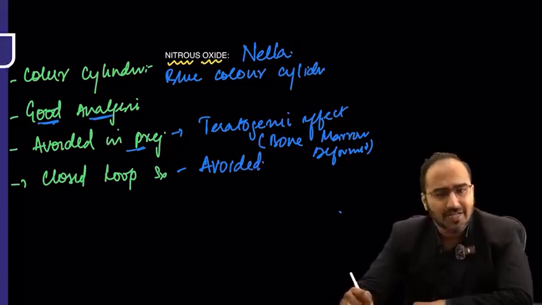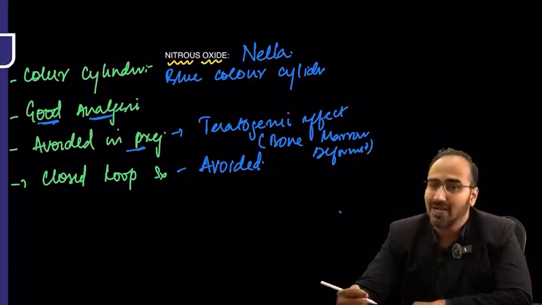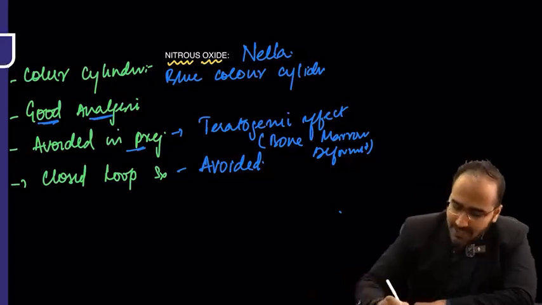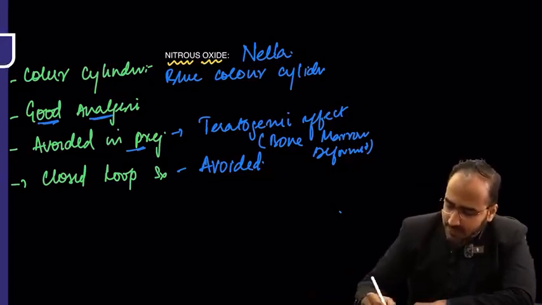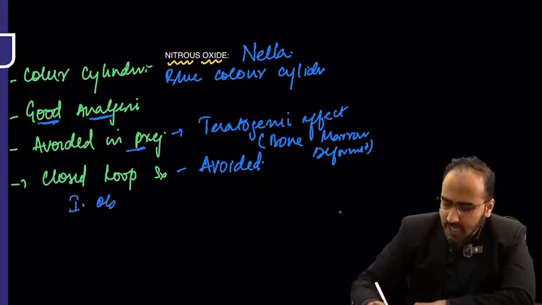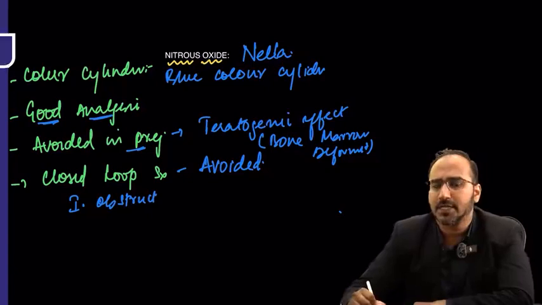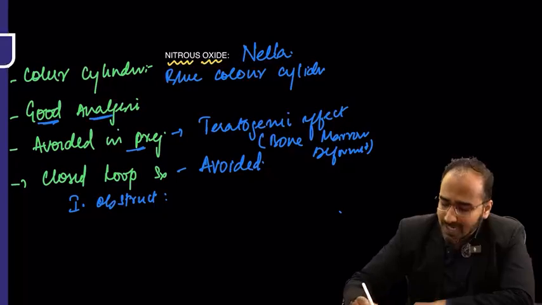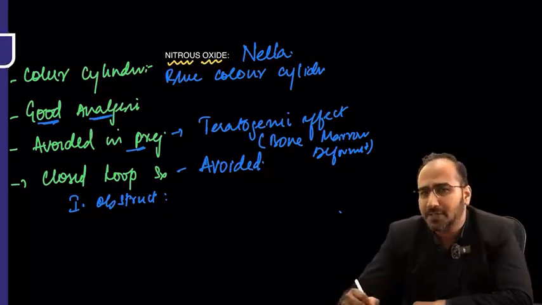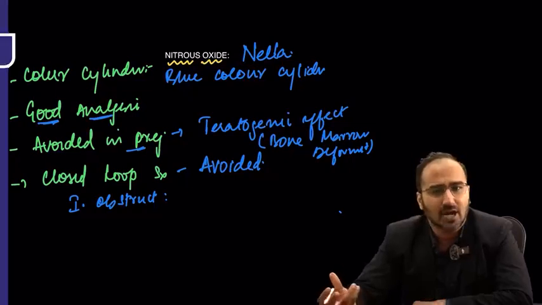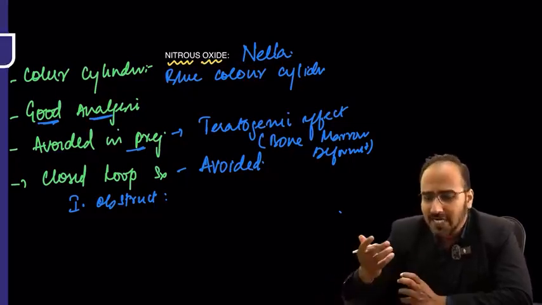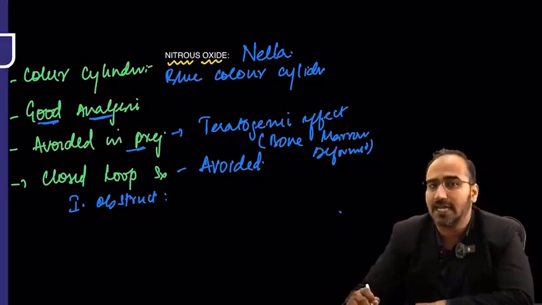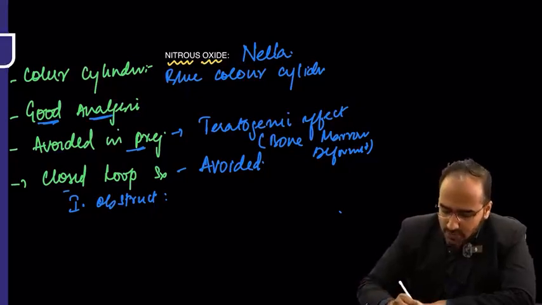So, apart from teratogenic effect, the last point of nitrous is avoided in closed loop surgeries. Closed loop surgeries such as intestinal obstruction surgery. In cases of intestinal obstruction, you never give nitrous. Why? Because in intestinal obstruction, one part of the intestine is obstructed, the other part will be dilated or filled with air. Whenever you give nitrous, nitrous will expand the air containing cavities of the body that can lead to perforation. So nitrous is avoided in closed loop surgeries.